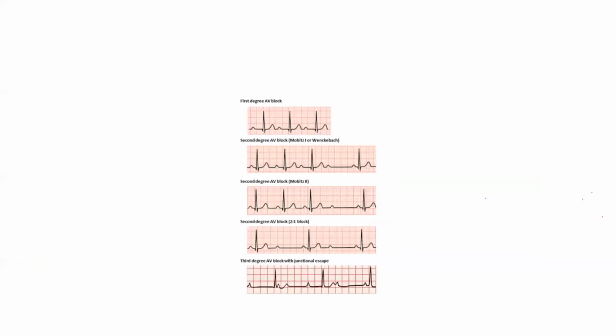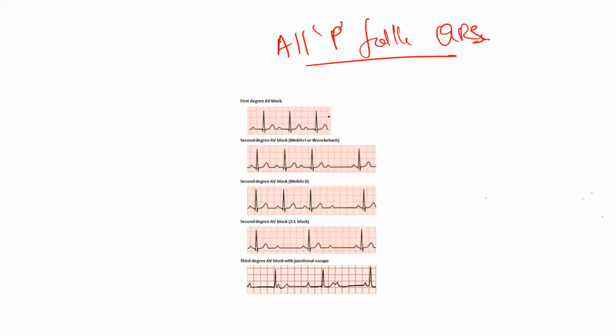Yes, sir. Okay. Right. So in first degree heart block, the primary thing is all the P waves are followed by QRS complexes. But the main thing is the PR interval is going to be prolonged. See here, there is a prolonged PR interval, but all the P waves will eventually be conducted by QRS complexes. Is that clear?